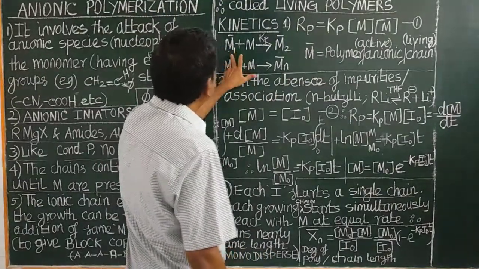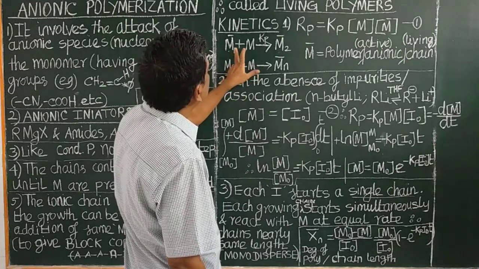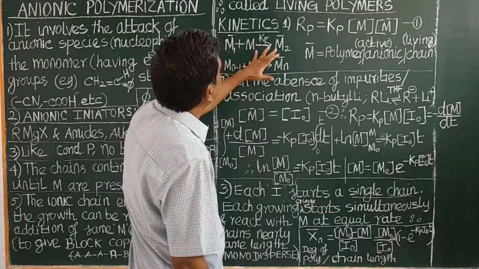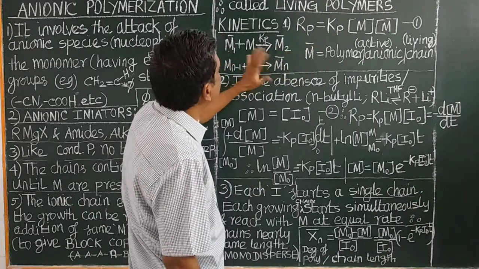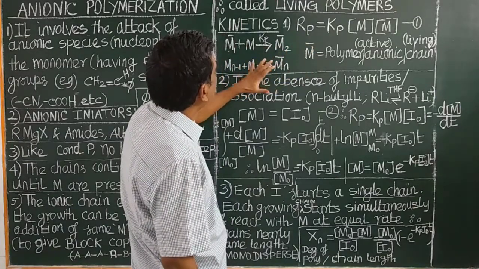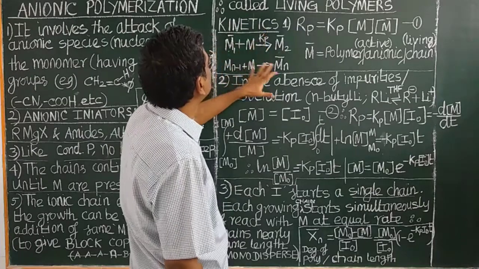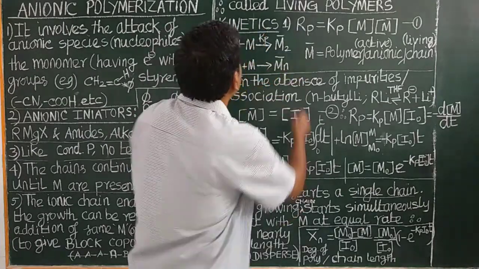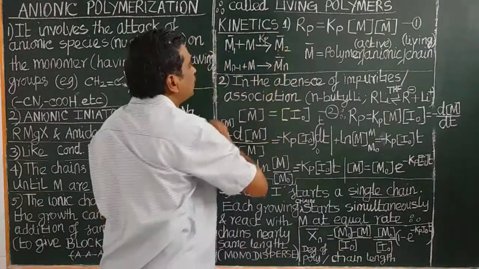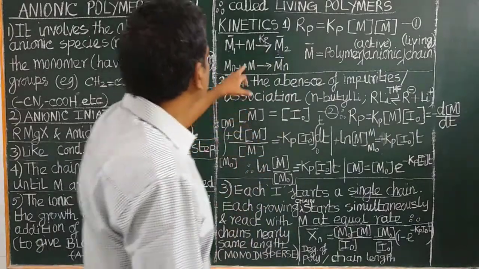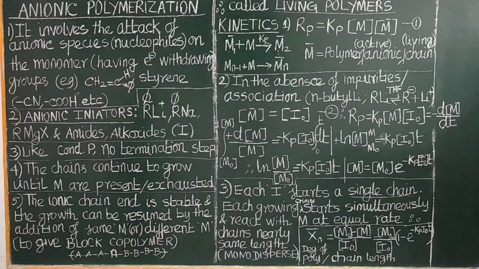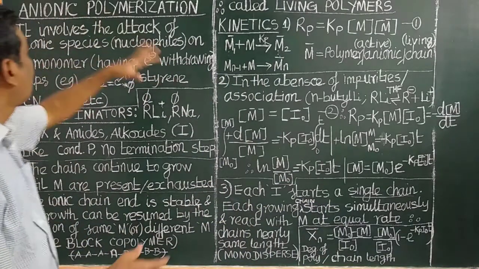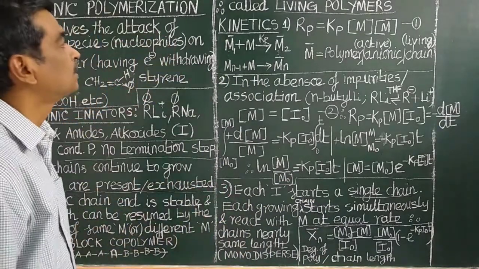The M1 minus further attacks the monomer to give M2 minus, and M2 minus further attacks another monomer to give M3 minus, and so on to give Mn minus. Therefore, the rate of propagation is also equal to the rate of the overall anionic polymerization reaction.